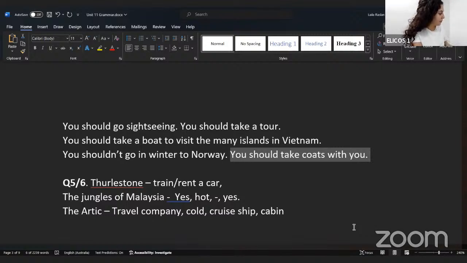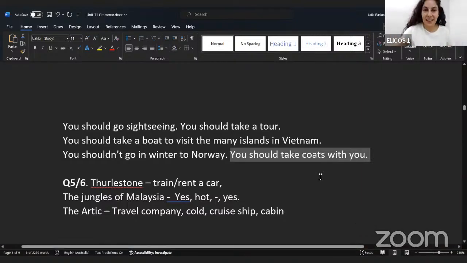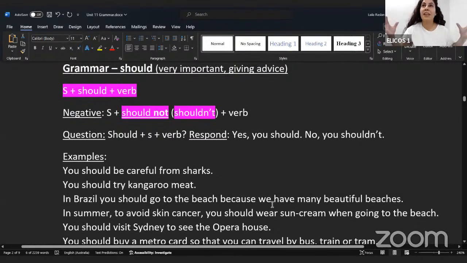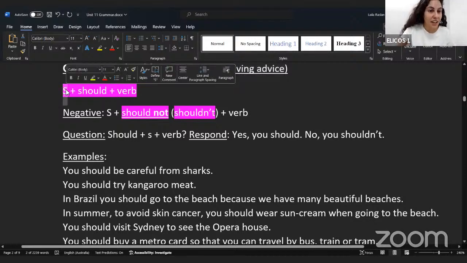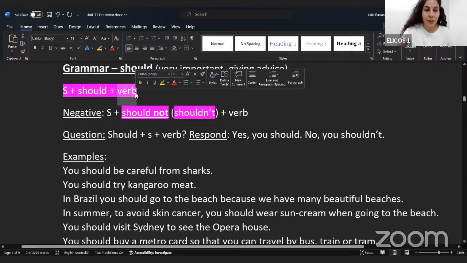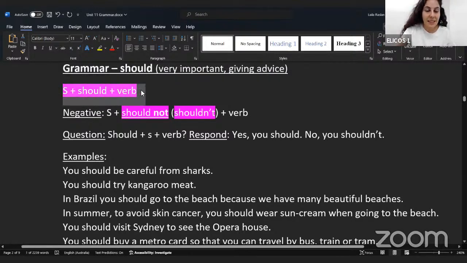Okay, so before we do the exercise in our book, let's have a look again at the grammar. Remember, we're talking about should. We're saying that something is very important, or we use it when we want to give advice. We want to tell someone what is important to do. So you have the subject, you have should, and then the main verb. That's how you make a sentence. You don't put any words in the middle.